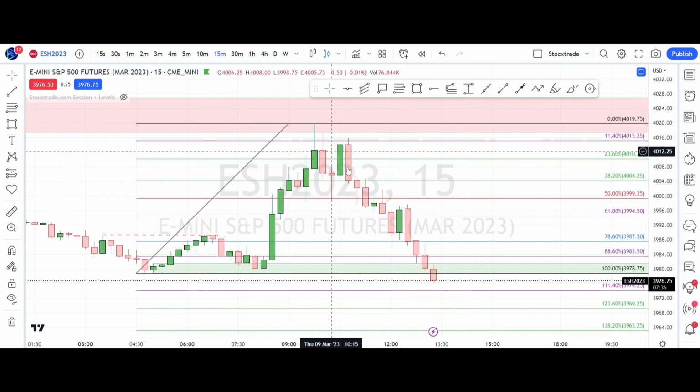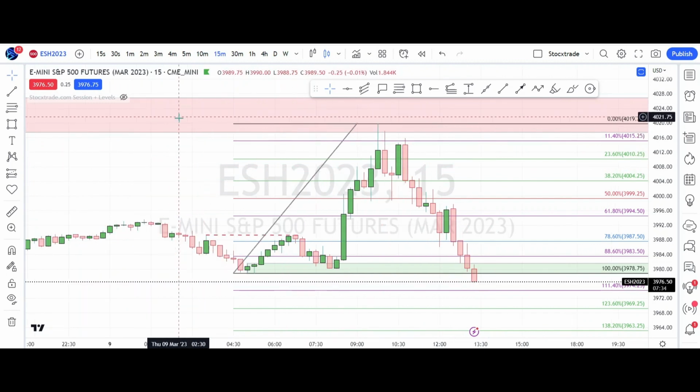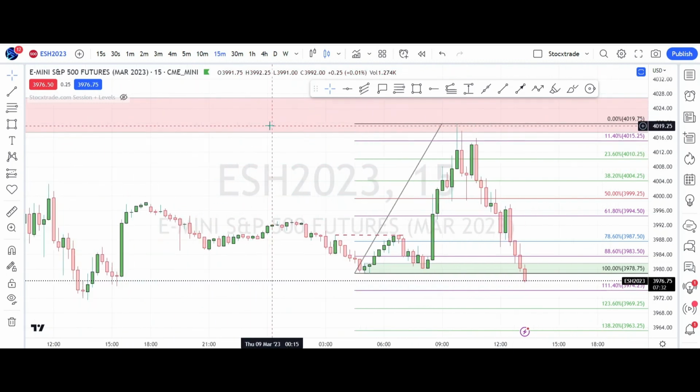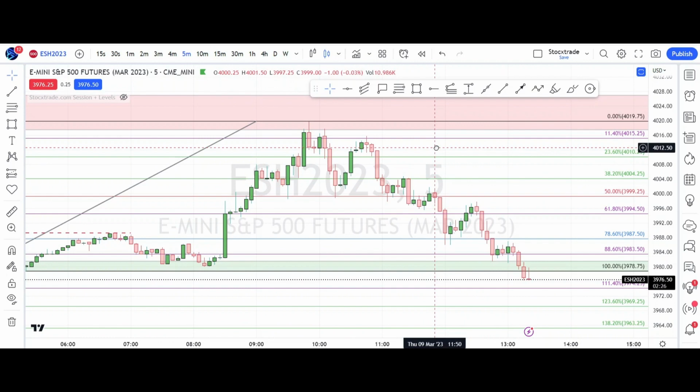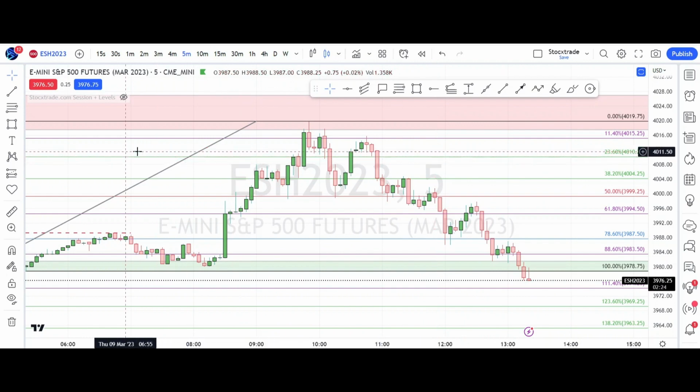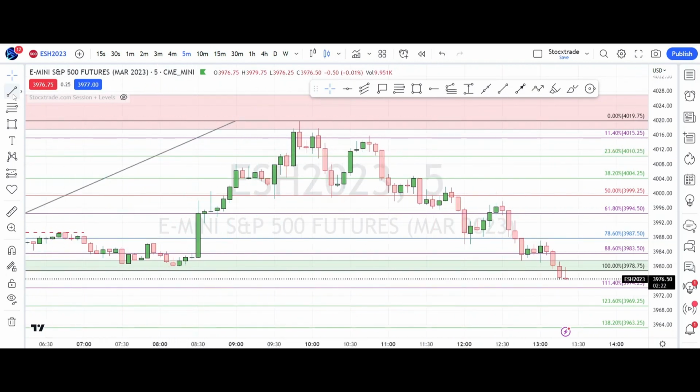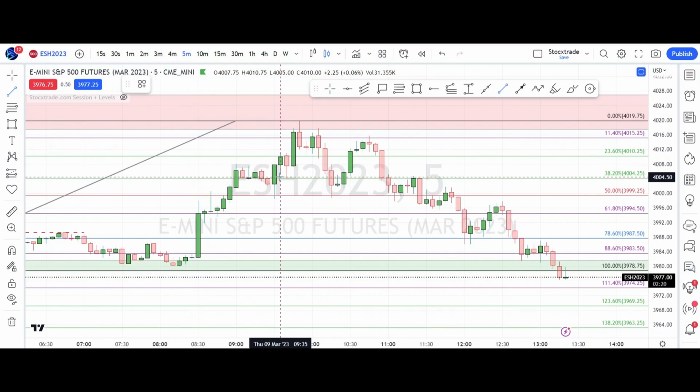So what I will do, because I already marked the liquidity area, so I know that this is my selling zone. What I can do, I can come in the lower time frame, like 5 minutes time frame, and I want to see some CHoCH, change of character, in the market.